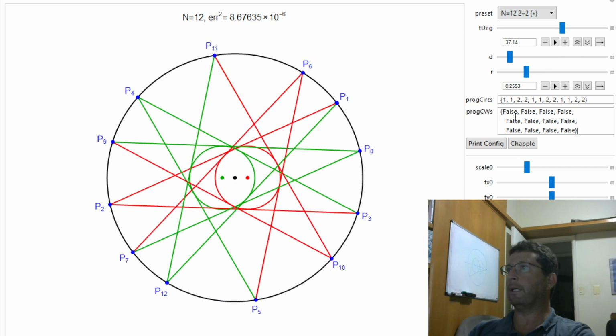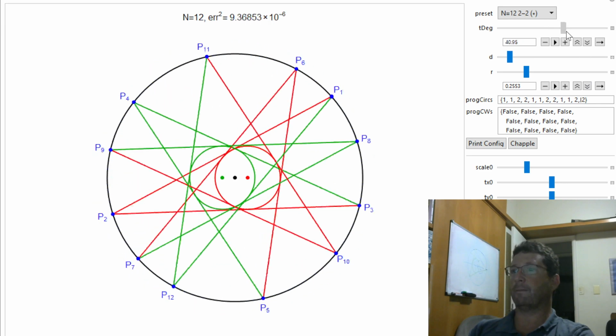Let's look at a final one here. Here's 12, 2, 2, meaning I'm doing caustic 1, caustic 1, caustic 2, caustic 2, and I'm alternating in pairs. Before I was alternating in triples. Again, I'm being well balanced, and again, I maintain the pseudo-porism.